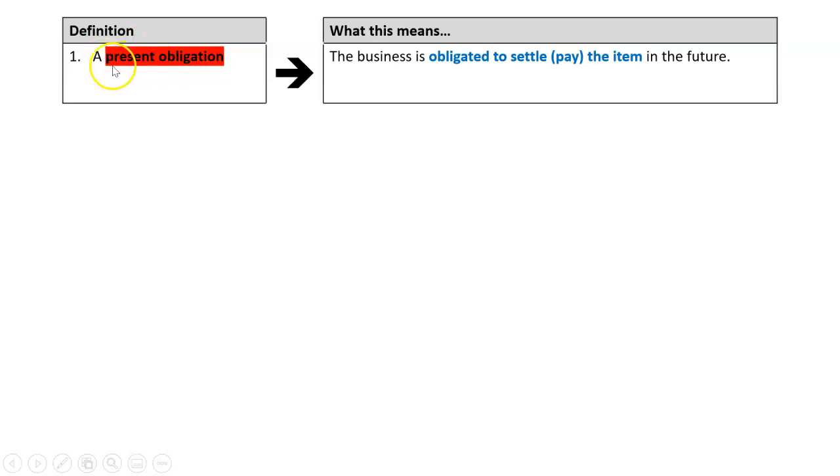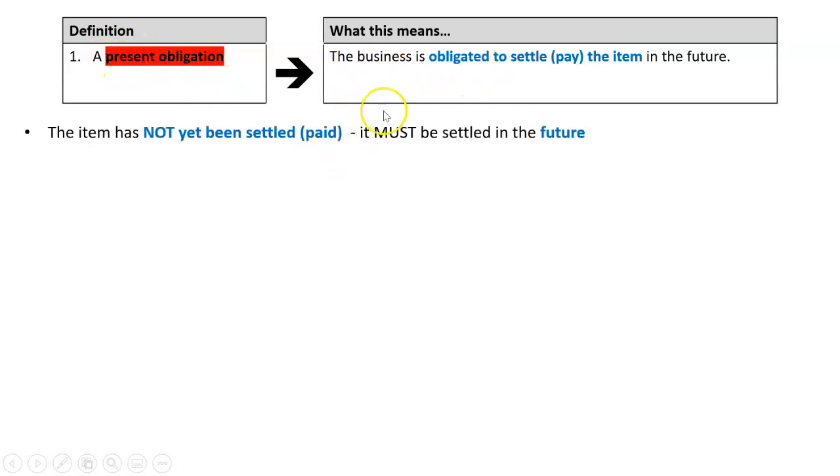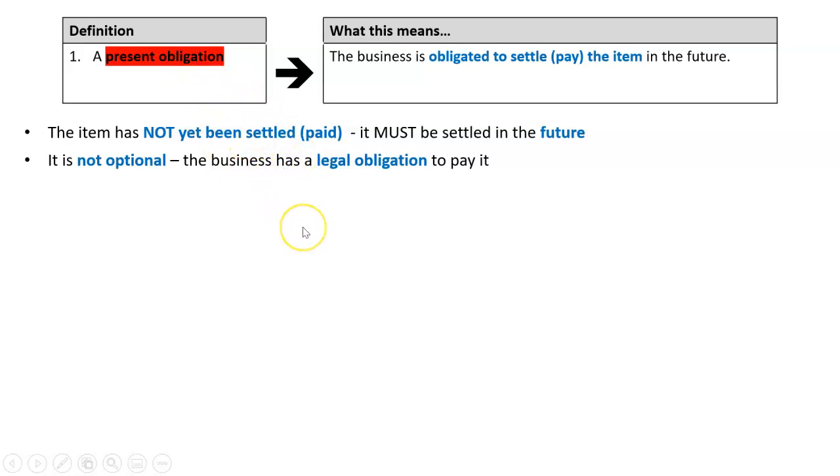What do they mean? Well, let's just take this first part, a present obligation. What does that mean? It just means that the item we're talking about has not been settled or paid and it must be settled in the future. And this obligation, that's like a legal thing. It's not like something that's optional. You can't go, I don't want to pay the phone bill, or I don't want to pay my loan back. Okay? It's a legal obligation to pay it.